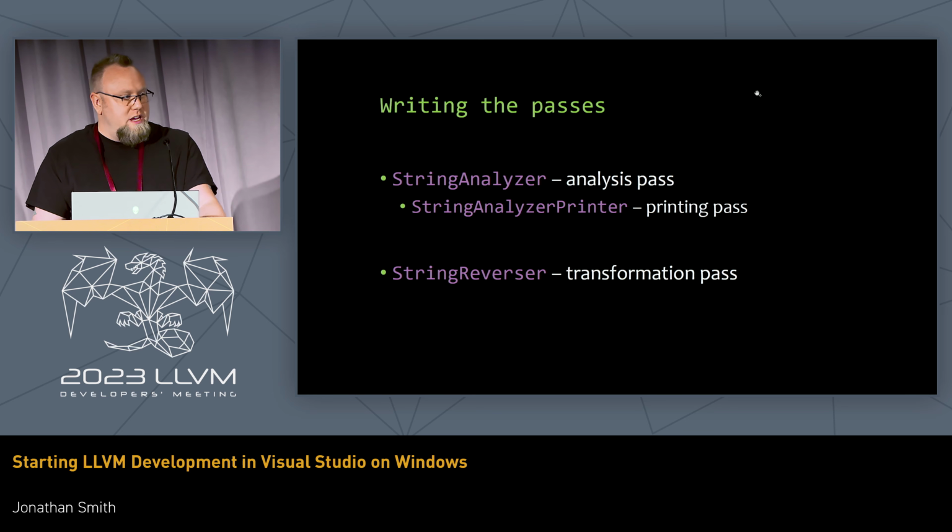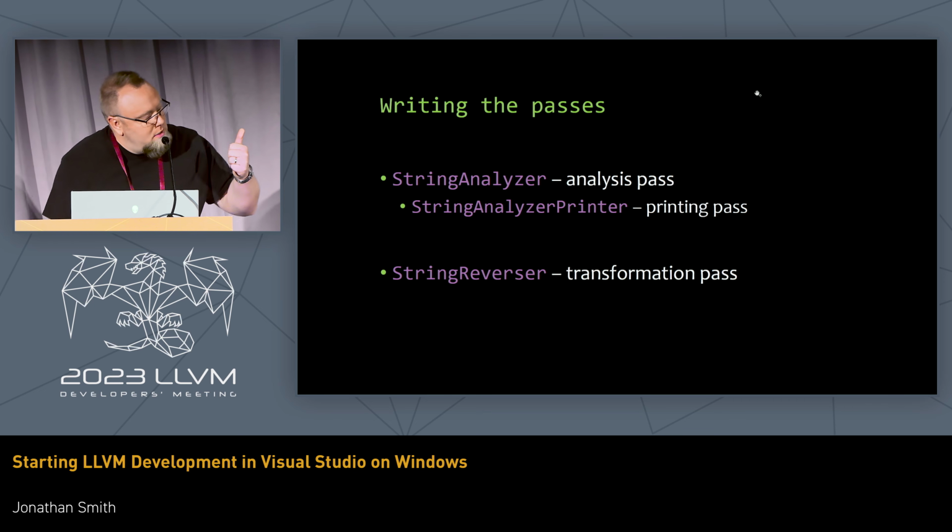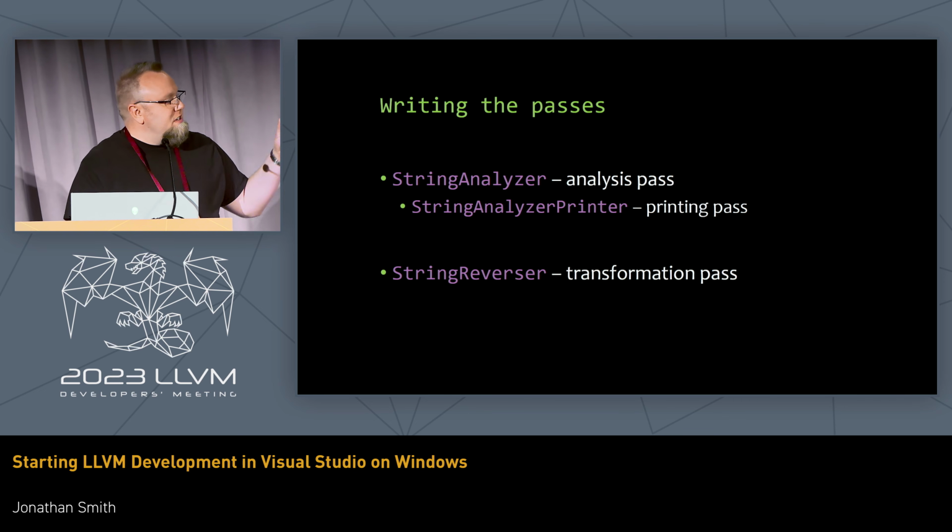So just as an example, I've written a string analyzer pass that will look for string constants, and then the printer that prints them out. And then a transformation pass that just reverses the string. That's all that it does.